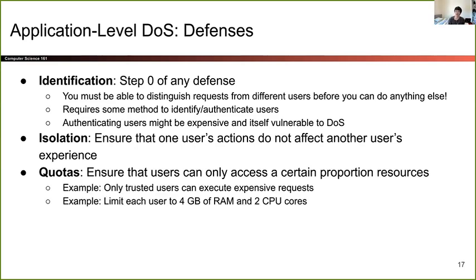Some examples here are maybe you only allow trusted users to execute expensive requests. So you assign everyone a quota of 0, and you say only certain users have a quota of maybe 2 expensive requests per minute or something like that. You could also say, each user only gets 4 gigabytes of RAM and 2 cores of the CPU and nothing more. So this means that if you have a 32 core CPU, you can have up to 16 users and they're all completely isolated from each other.